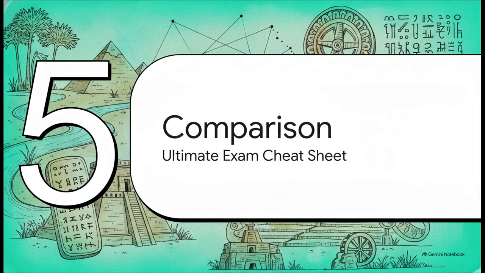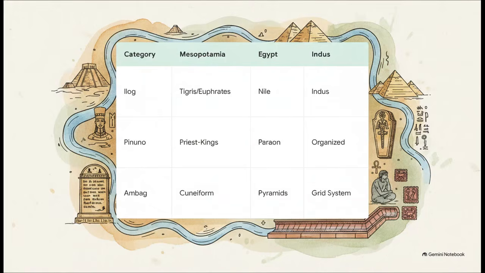Section 5. Comparing ancient civilizations. Okay, let's put it all together into an ultimate cheat sheet. If the test asks for Ang Ilog, the river, you connect Mesopotamia to the Tigris and Euphrates, Egypt to the Nile, and Indus to the Indus River.